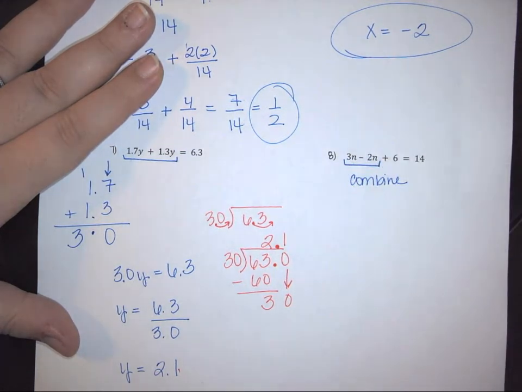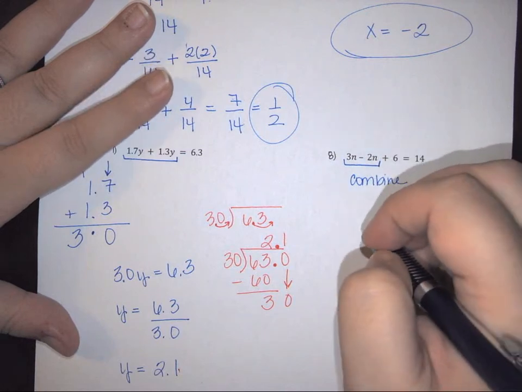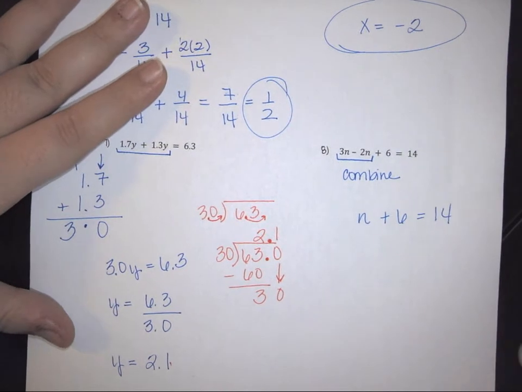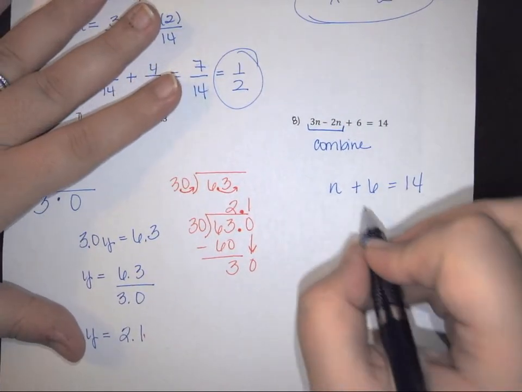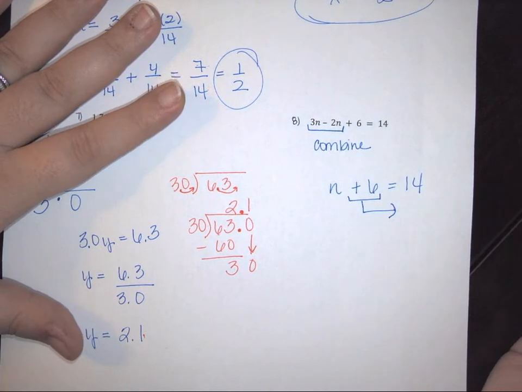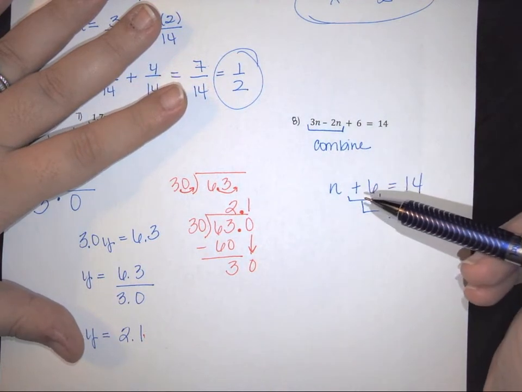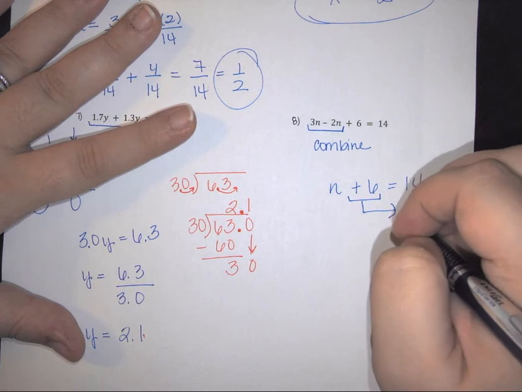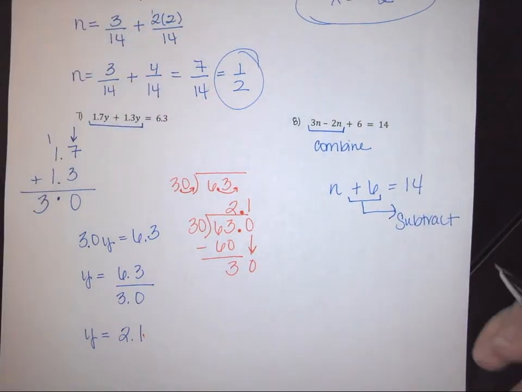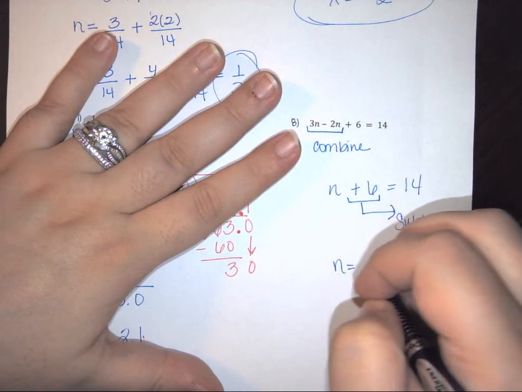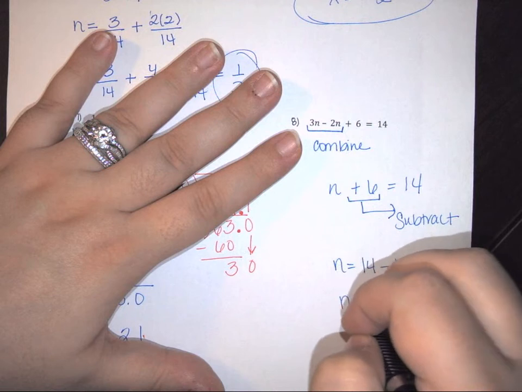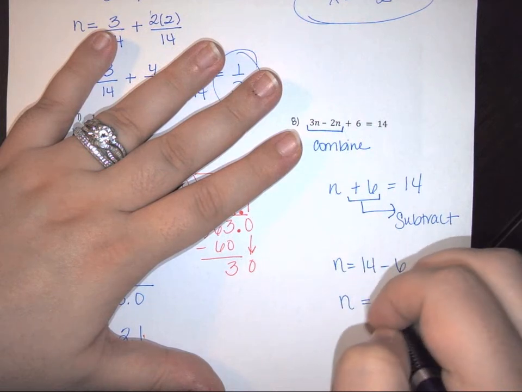And we'll do just that. So 3n minus 2n gives you n plus 6 equals 14. And then the next thing that I have to do is take this 6 and move it across my equal sign. Since it is being added, in order to move it, I have to subtract. So this is going to end up being that n equals 14 minus 6. Physically do the math, and you get that n is 9.